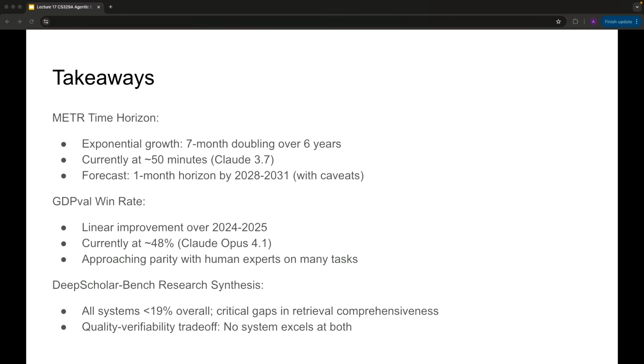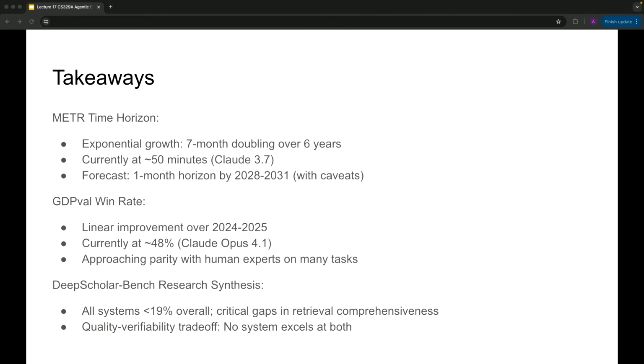But that view gets contradicted in some ways by GDPval win rate, which shows more of a linear improvement over the last 2 years, where even though the win rate for a certain set of tasks is 48%, at the same time, you will see that there are many categories of tasks that don't have high win rates. And then the other gap area that you see is that a lot of the tasks in GDPval actually require context or require looking at reference data.